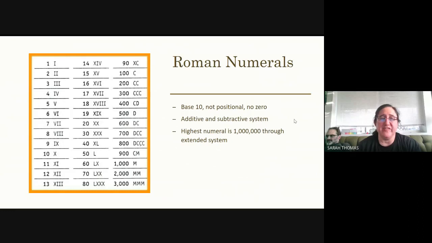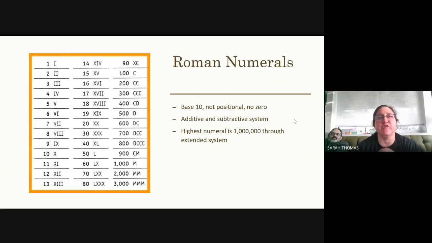It is a base 10 system. It's not positional, meaning that an I in the first position isn't worth the same as an I in another position. I is always worth 1. It's an additive and a subtractive system. So for example, if you have III, that's 3 times 1, which makes 3. But if you have IV, that's a subtraction. You're taking V and subtracting 1.